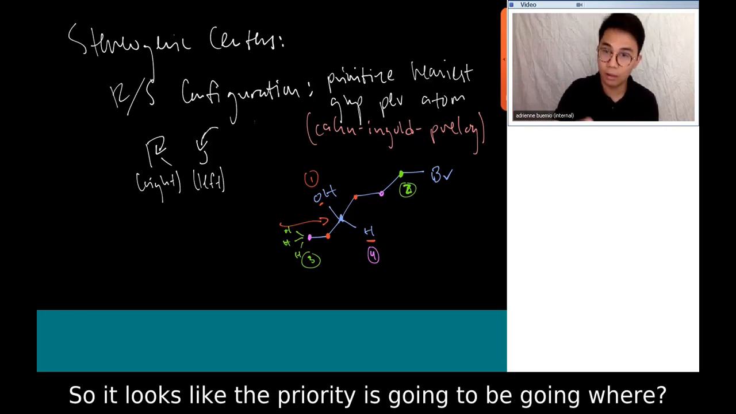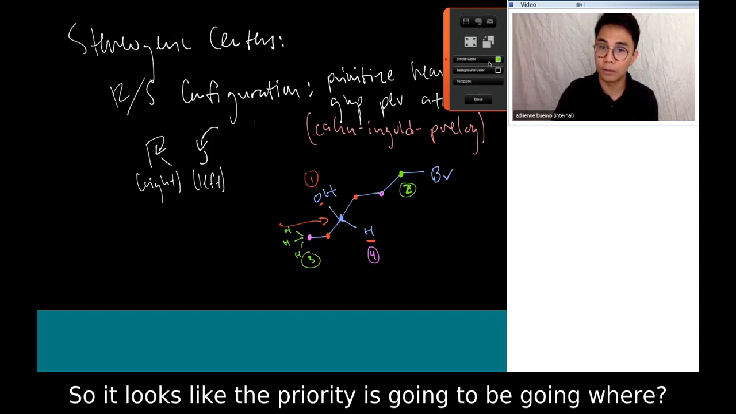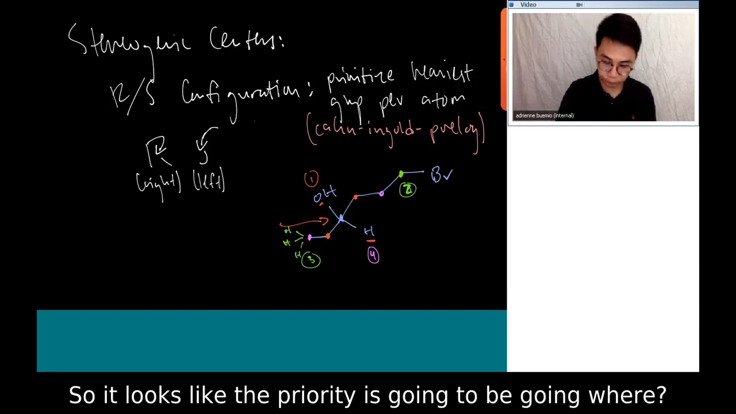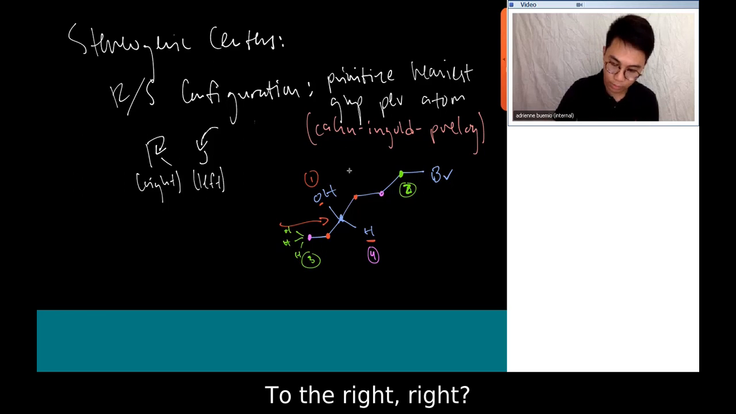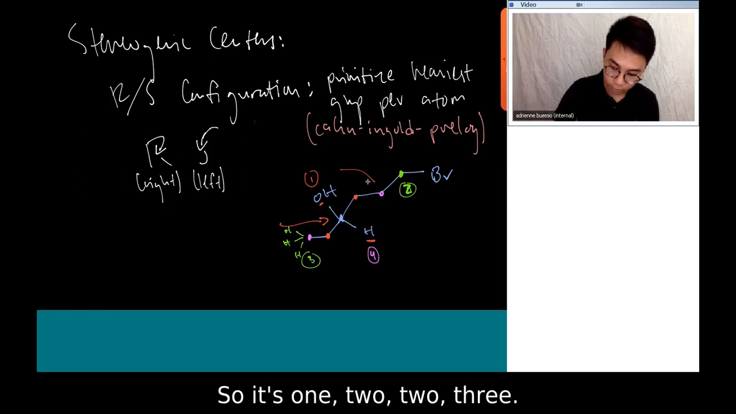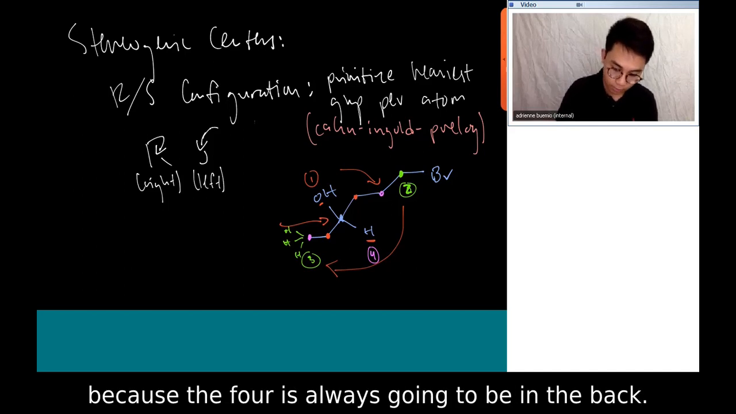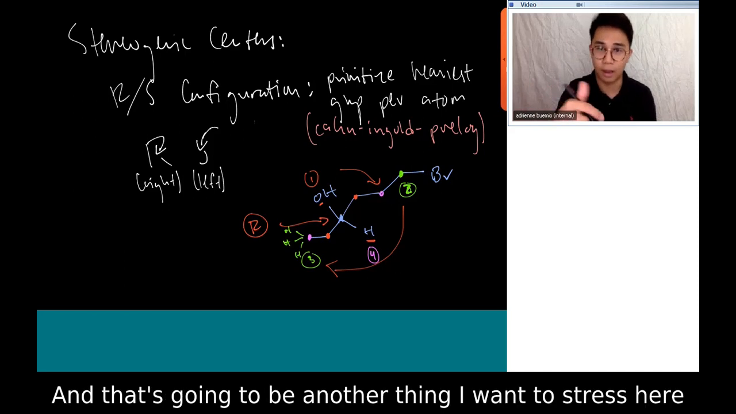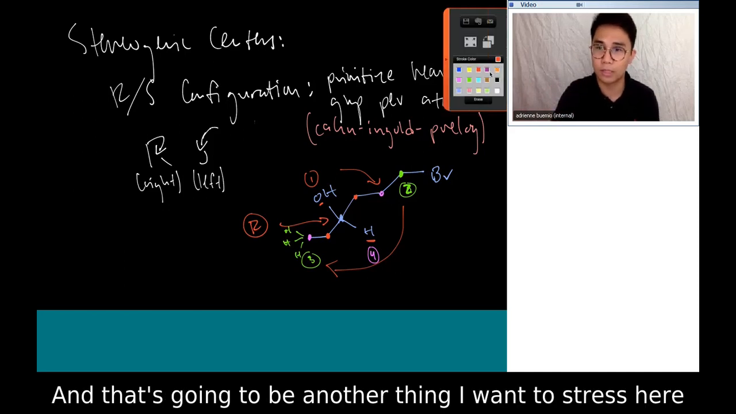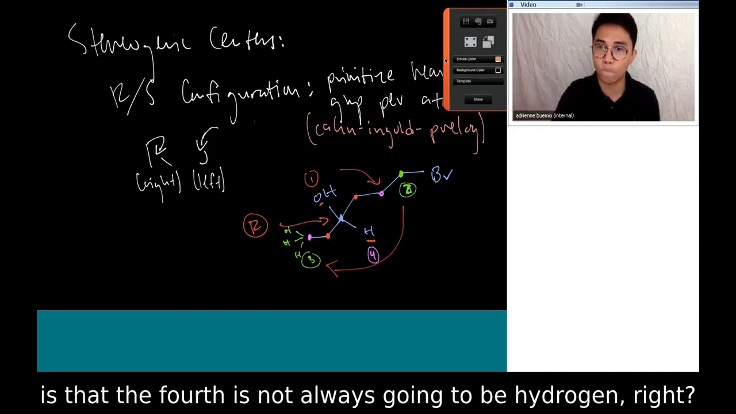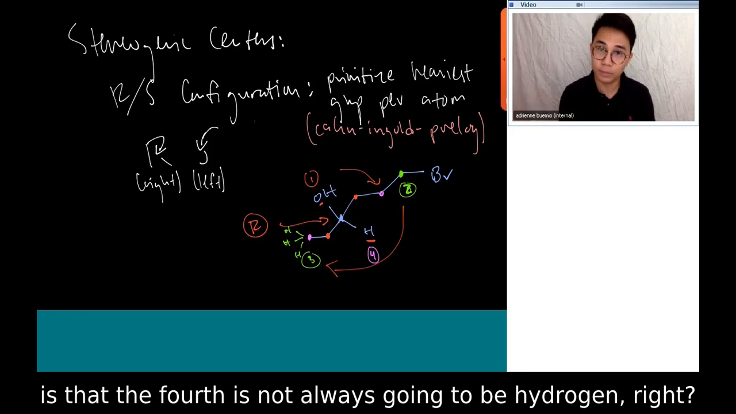So it looks like the priority is going where? To the right, right? So it's 1, 2, 3. And we don't care about the 4 too much because the fourth is always going to be in the back. And that's going to be another thing I want to stress here, that the fourth is not always going to be hydrogen, right?